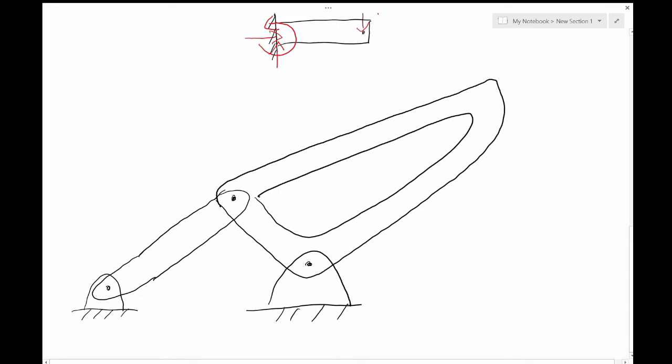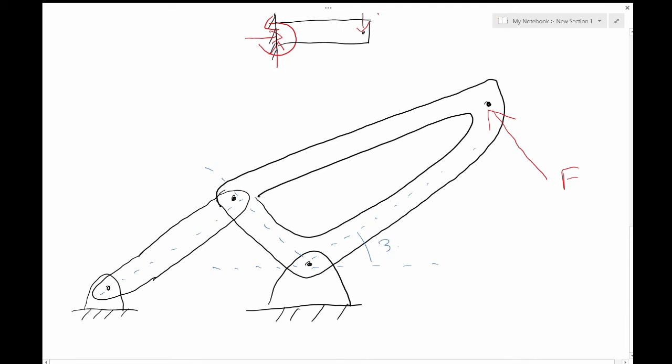And then finally, at this point over here, we're going to have a force coming in like this. I'll just call that F for now. And then finally, we're going to draw in some dimensions. So I'll just draw these dotted lines to kind of represent the axes of things.